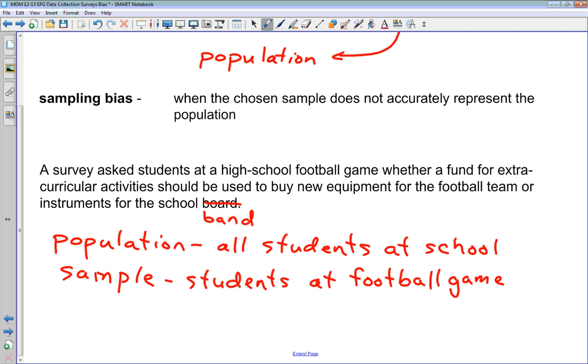Yeah. The people who are likely to show up at the football game are people who already like football, so they're likely to say, hey, we should spend the money on football equipment rather than on instruments for the school band. Now, we don't know that for sure. It could be that the school band always comes out and plays at football games. The football team might be really terrible, and the band might be really awesome, and people come out to see the band. But it looks from this that probably there would be a better way of choosing the sample where you didn't do it right at the event where the football team or the band were playing. Okay? So that would be sampling bias, because clearly these people don't represent all of the students at the school.